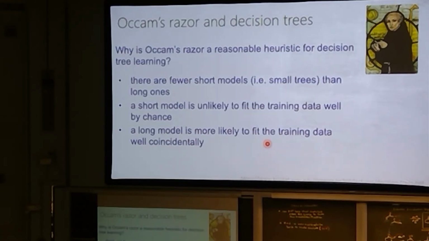But you can also formalize this a little bit. If you start counting, like how many short models are there versus large models? Of course, the larger the model, the more such models there are. And so the more likely it is you just randomly fit the data by going on and on and on. So the idea is that you're less likely to have overfit your data with short models, and so generally you should prefer short models.